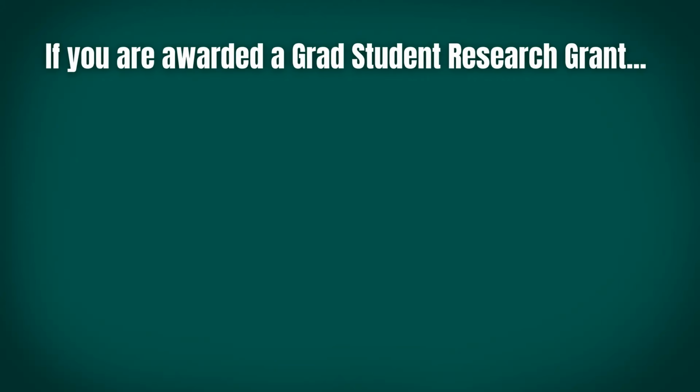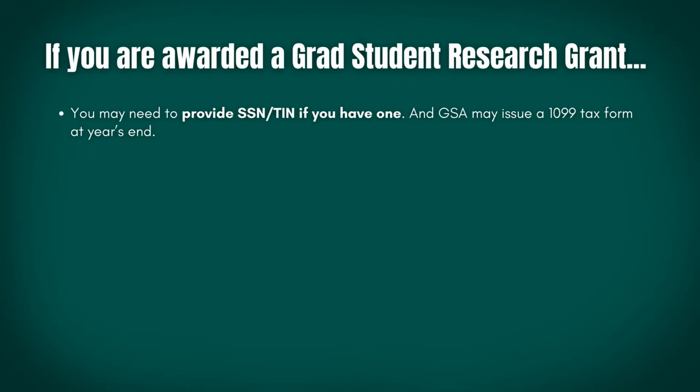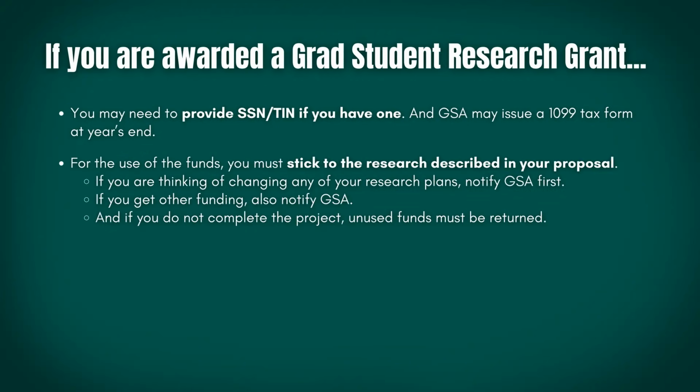If you receive a GSA grant, here's what happens next. You may need to provide your social security number or tax identification number if you have one, and GSA may issue a 1099 tax form at the year's end. For the use of funds, you must stick to the research described in your proposal. If you're thinking about changing any of your research plans, notify GSA first. And if you get any other funding, also notify GSA. If you do not complete the project, unused funds must be returned.